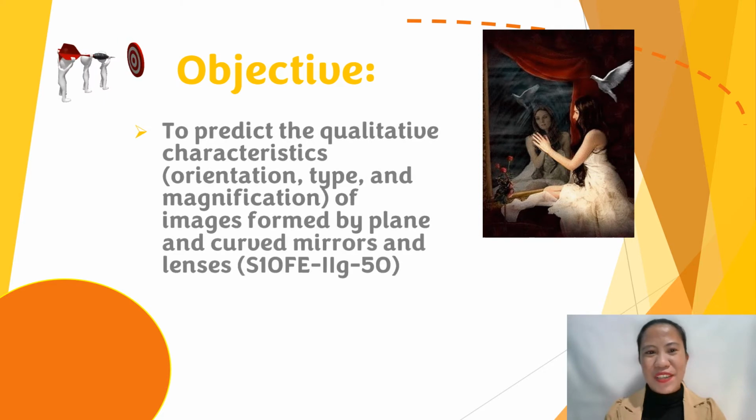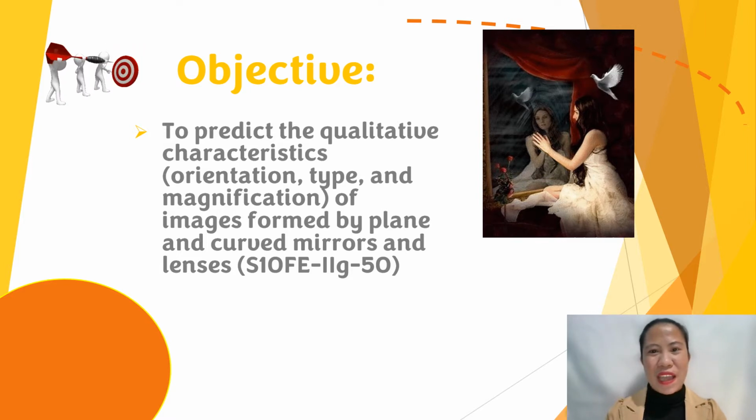At the end of this session, we should be able to predict the qualitative characteristics of images formed by plane and curved mirrors and lenses in terms of orientation, type, and magnification.